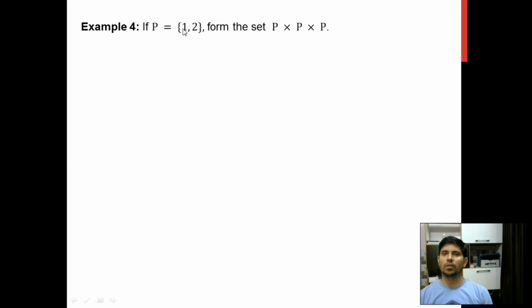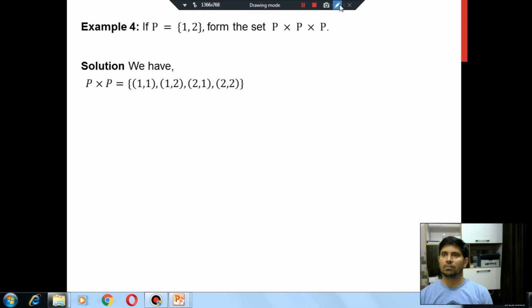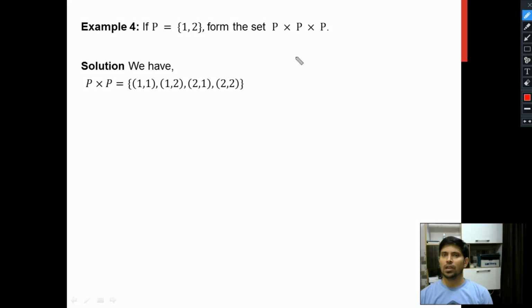This is {1, 2}, only 2 elements, and from this we have to find the value of P cross P cross P. So first of all we will find out the Cartesian product of P and P, only 2 P's, that is P cross P. P cross P is {1, 2} cross {1, 2}, that is we can write like this.